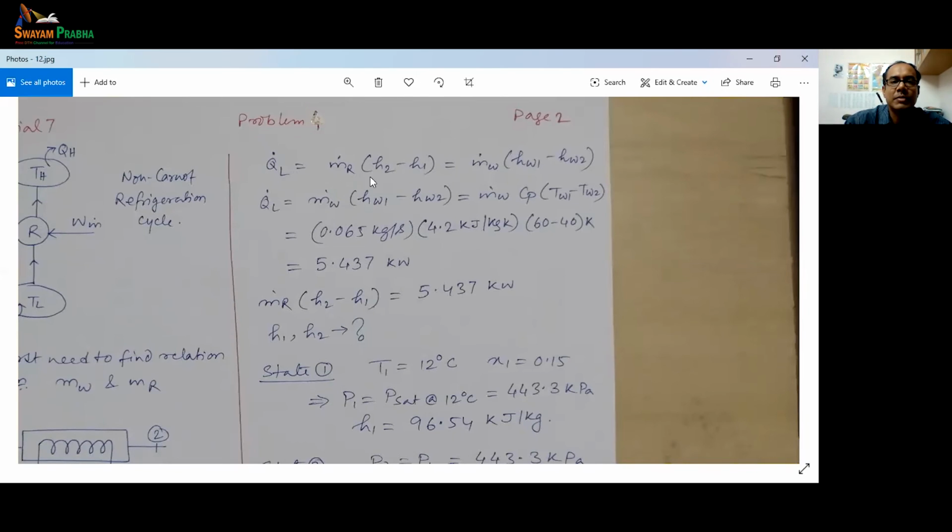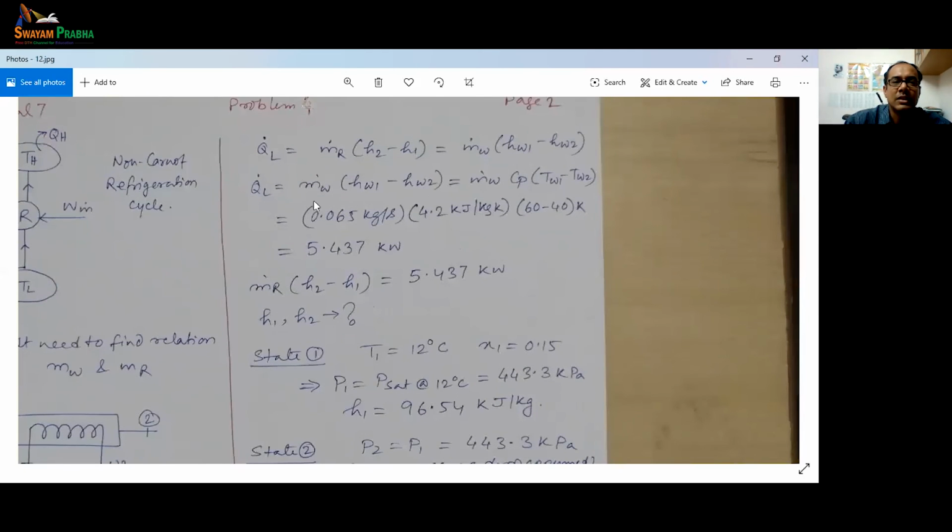So this Q dot L will be equal to m dot R times (h2 minus h1). So this is the amount of heat that the refrigerant stream will gain. Okay, and the same amount will be lost from the water stream. So m dot W into (hW1 minus hW2). Okay, so now this hW1 minus hW2, you can write it in terms of the specific heat of water Cp into (TW1 minus TW2). Okay, there is no phase change happening, so you can do this through a specific heat.